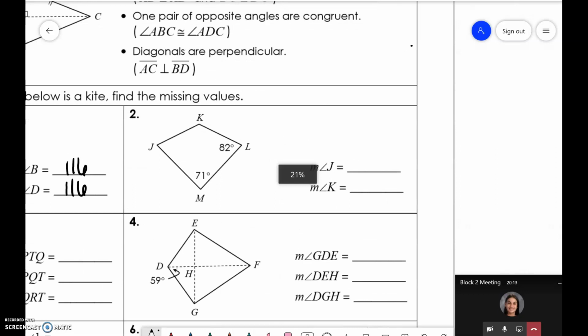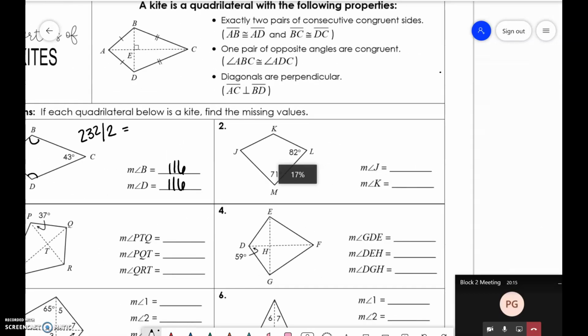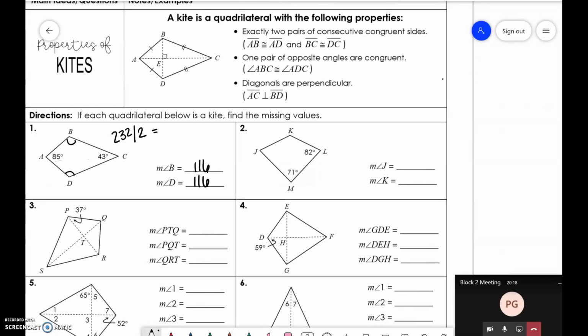All right. Wait, so how'd you get even 232? I'm still confused. So I did 360 minus 85 minus 43. Oh, okay. Sounds good. Thank you.